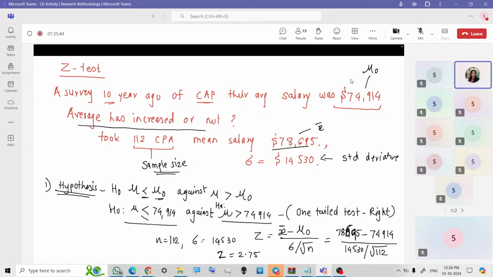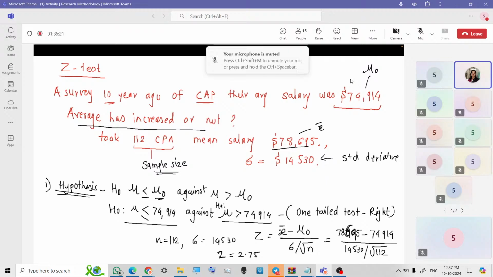Now, for testing purposes, they have taken 112 sample data. They took this sample and calculated the mean salary of 78,695. So this was the mean salary calculated on the sample size. The standard deviation is also given: 14,530 is the standard deviation. So what we wanted to do: population mean is given. What is the population mean? 74,914 is the population mean.